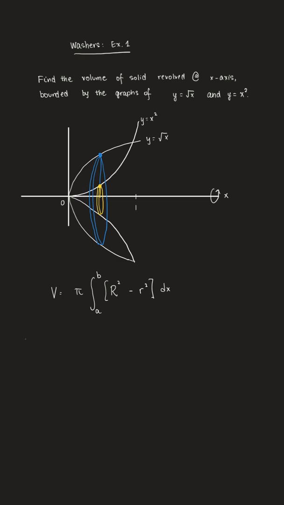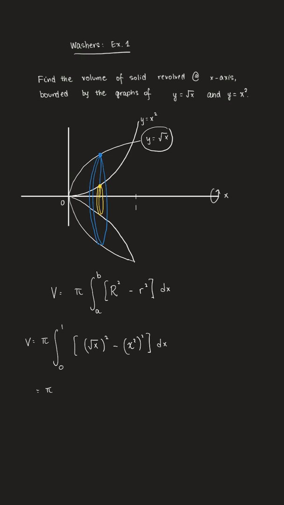So our volume is going to be pi times the integral, and you can set the two equations equal to each other to find that out, but integral from 0 to 1, outer radius falls, it's the blue one, falls on the square root function, so we're going to do the square root of x. That's going to get squared, minus the inner radius, which is the parabola. So we've got x squared, and that gets squared. And then we have a dx because we're adding in the horizontal direction.